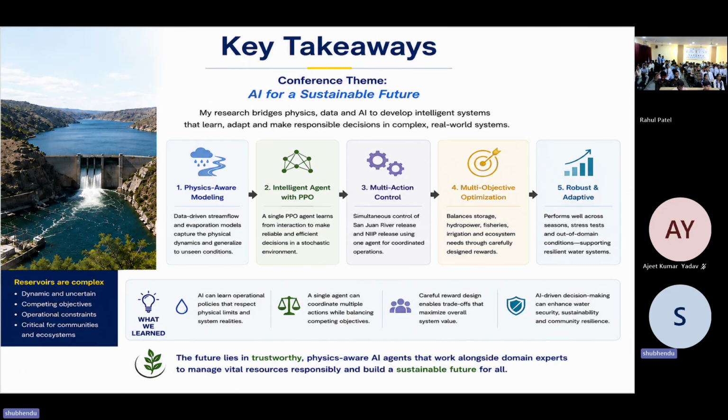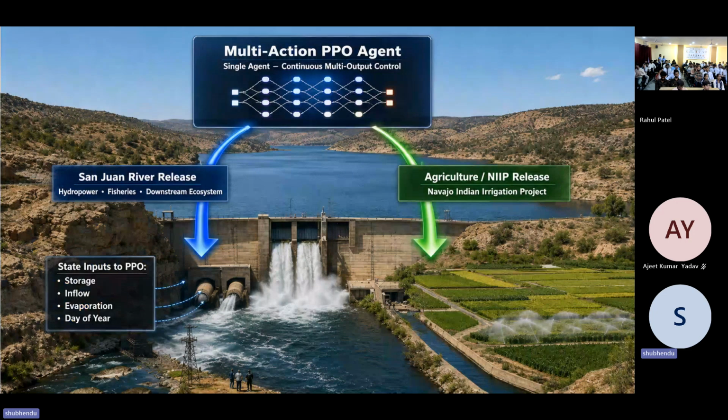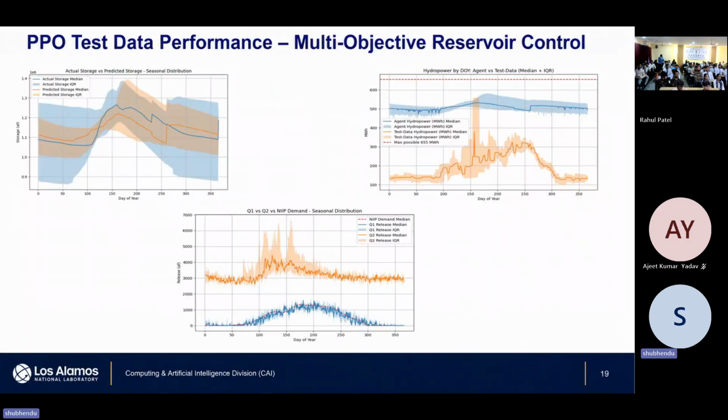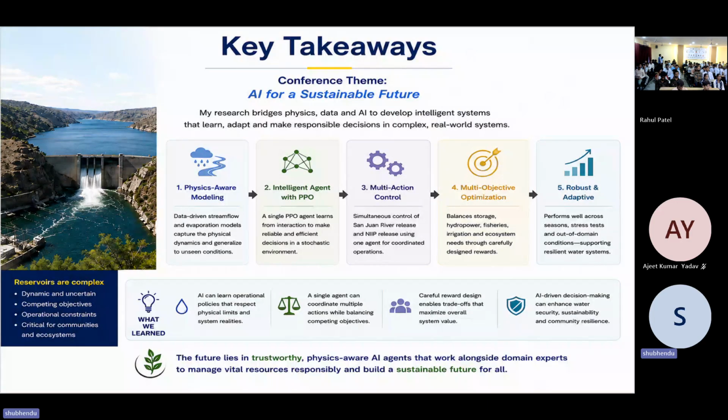In the real world, if you have closely observed, any reservoir is a multi-action control. As we saw in this figure, there are two streams of water. Actually, there are multiple streams of water; this is just for illustration. So that's a multi-action control. You have to take multiple actions at the same time.